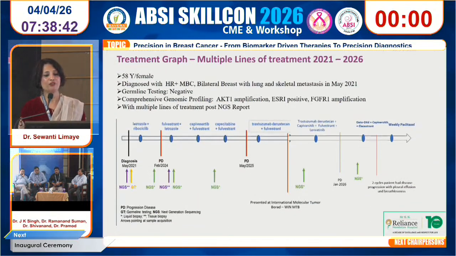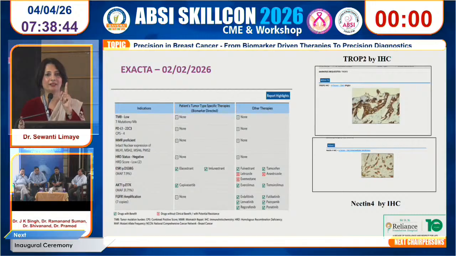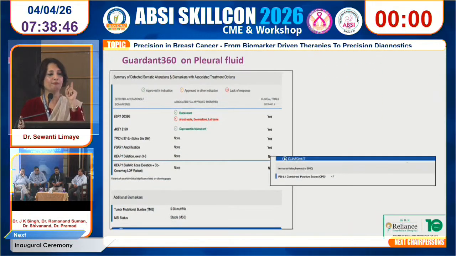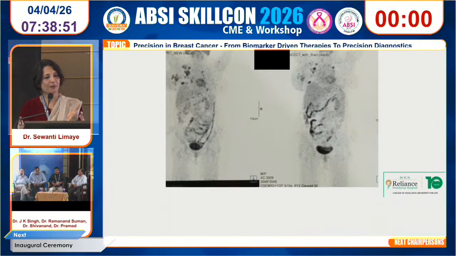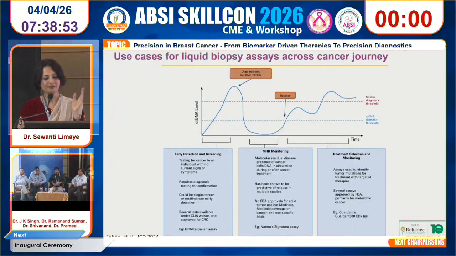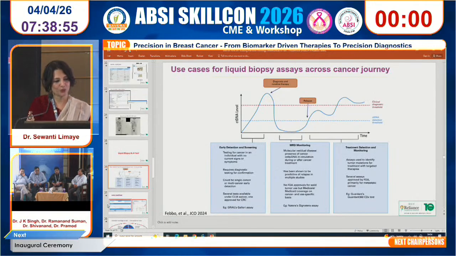The method of treating is called N of 1. Every patient, you give personalized treatment. I'm going to scoot over. There's another Exacta patient in the breast cancer. I'm just going to finish because I think I'm going to run late otherwise.